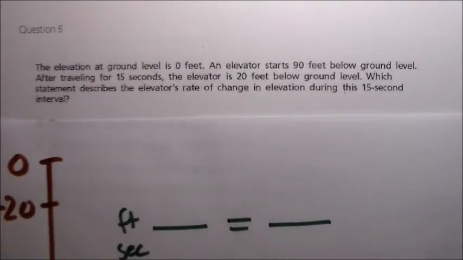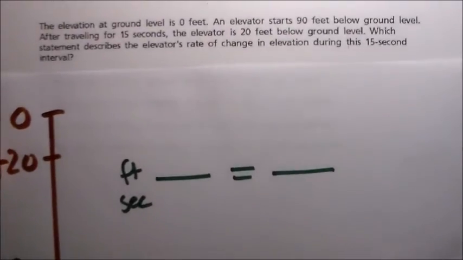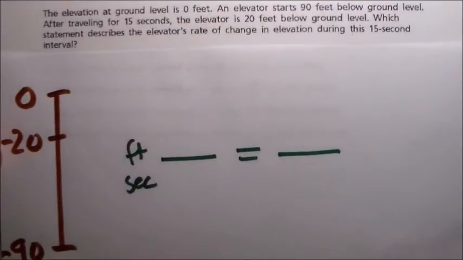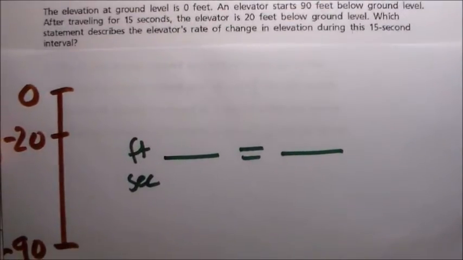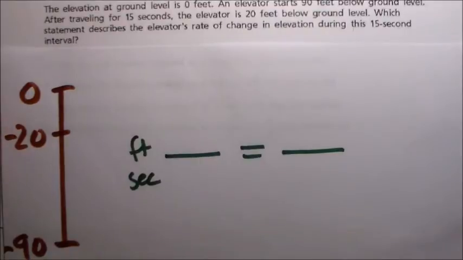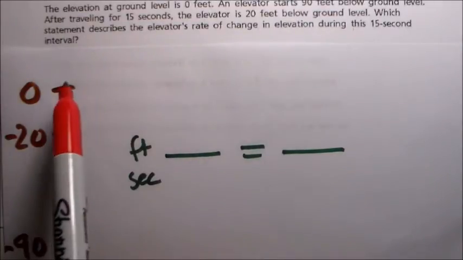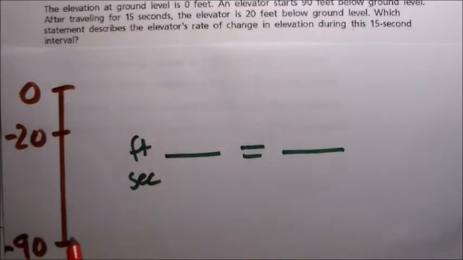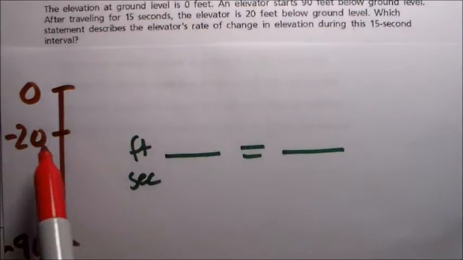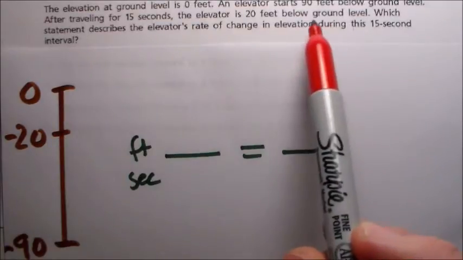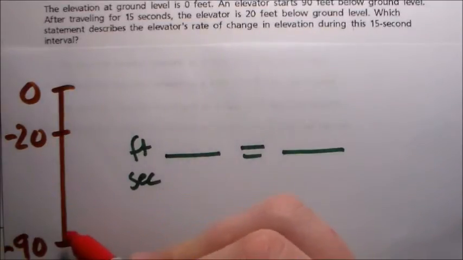All right, so let's draw it out. It's always helpful to draw these out. Whatever you have above ground level, below ground level, just draw it out. It's so much easier if you draw it out. So the elevation at ground level is 0 feet. The elevator starts at 90 feet below, so negative 90, and travels for 15 seconds. It doesn't say up or down, but it ends at negative 20 feet, 20 feet below ground level. So it obviously traveled up.